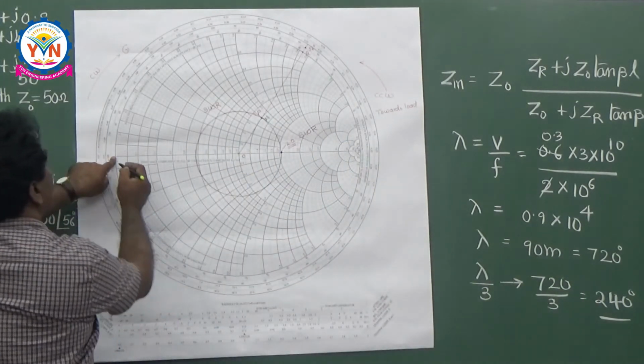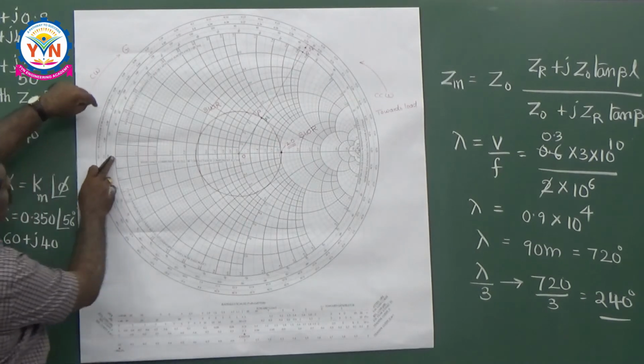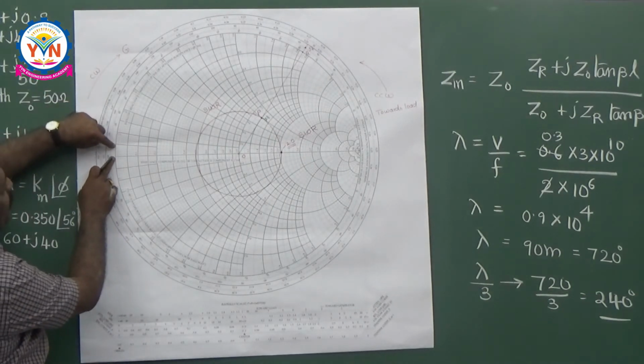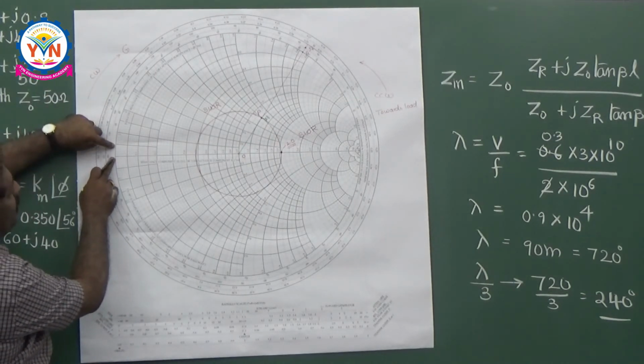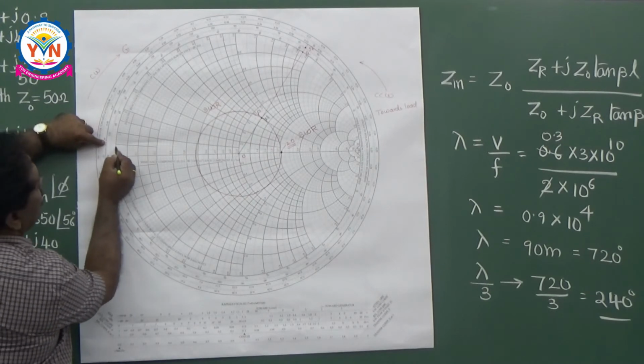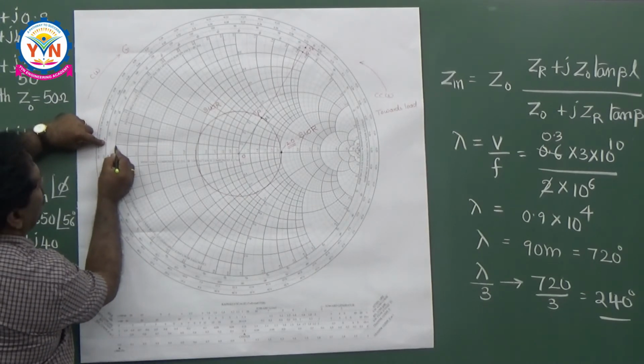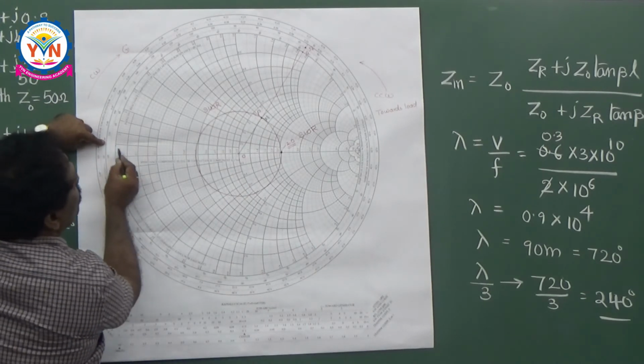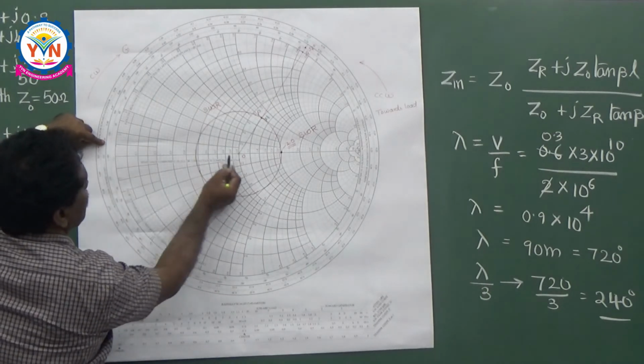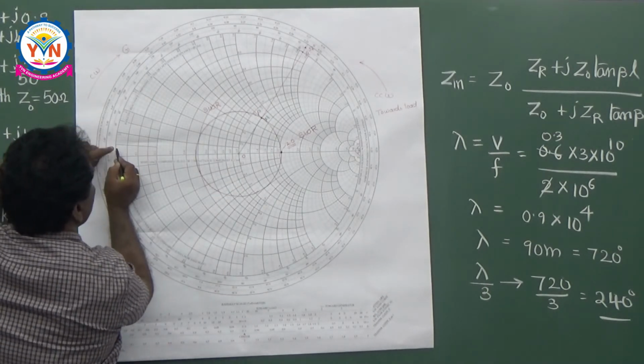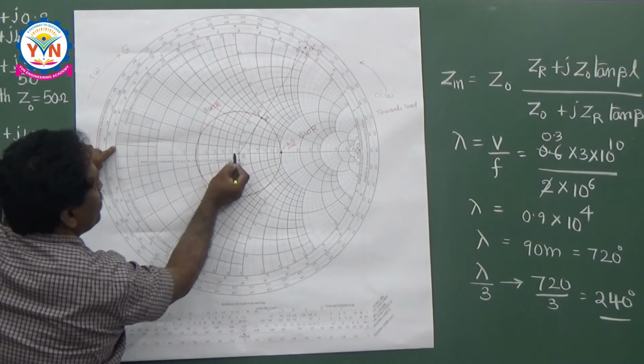That means another 4 degrees, from 180 to 170, it will be 175. That means 5 degrees here. So somewhere around this you are going to get your 4 degrees here. So that point, you have to join this point with the center of the chart like this.